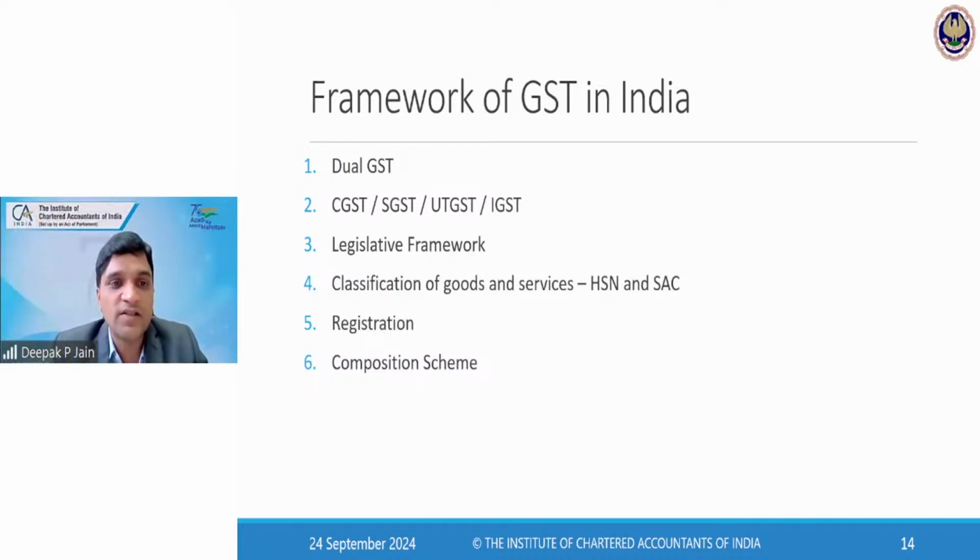So what does this composition scheme say? That if you have turnover up to 1.5 crores, then you can get into the composition scheme. You don't have to find out the rate for each and every product; whatever products you sell will be taxable at a flat rate. What is that flat rate? The flat rate is just 1%. You just pay 1%, don't claim any input tax credit, make the payment on a quarterly basis, and file one annual return. Your compliance burden is reduced.